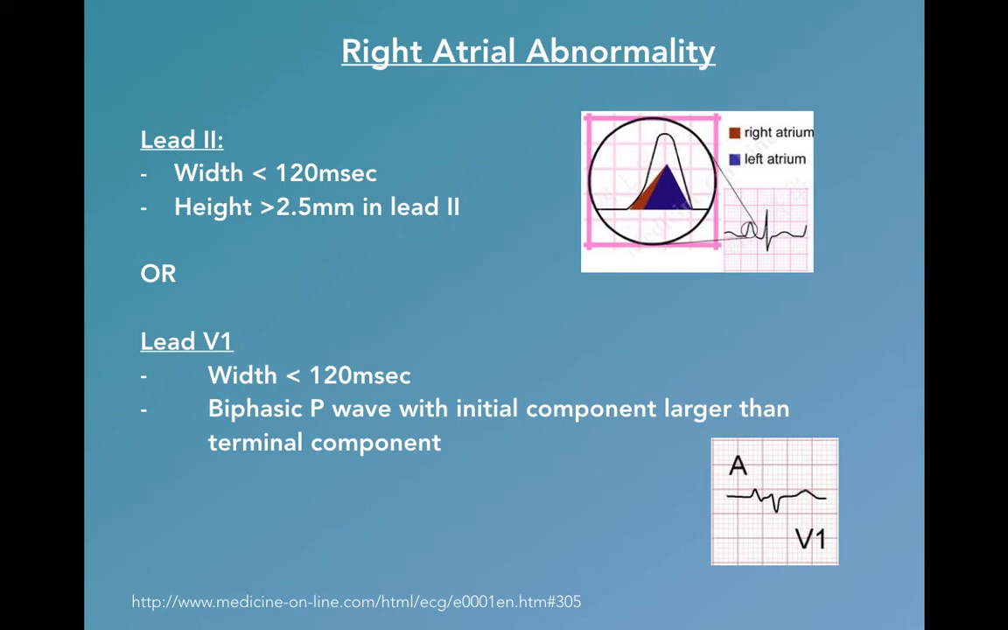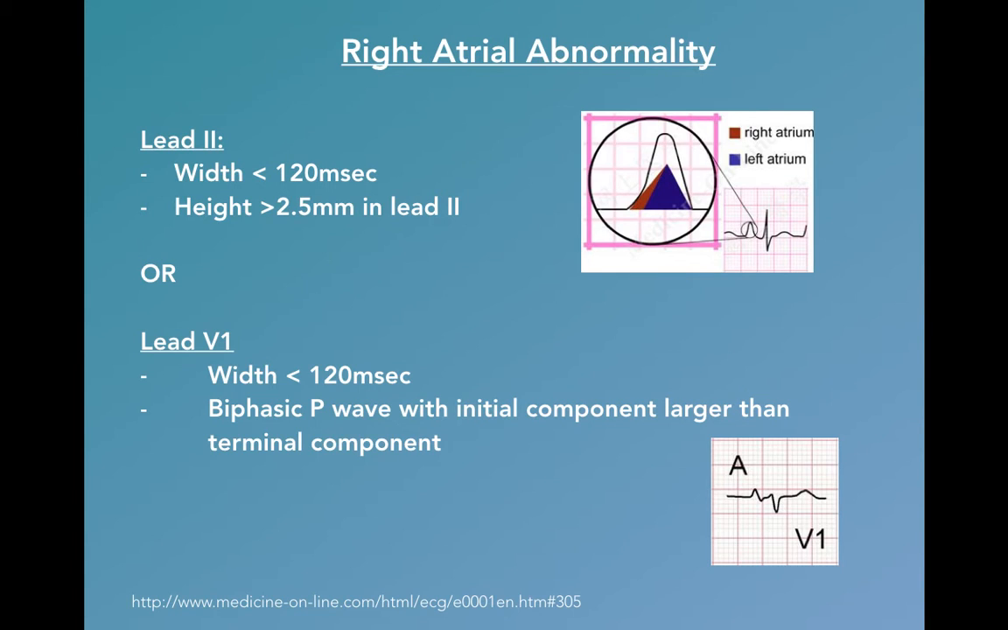So if there's a right atrial abnormality, you can look in either lead 2 or V1. The width will be under 120 milliseconds for both, but now the height is going to be greater than 2.5 millimeters in lead 2. So that's one indication of a right atrial abnormality. The second thing to look for is in V1 at that biphasic wave.